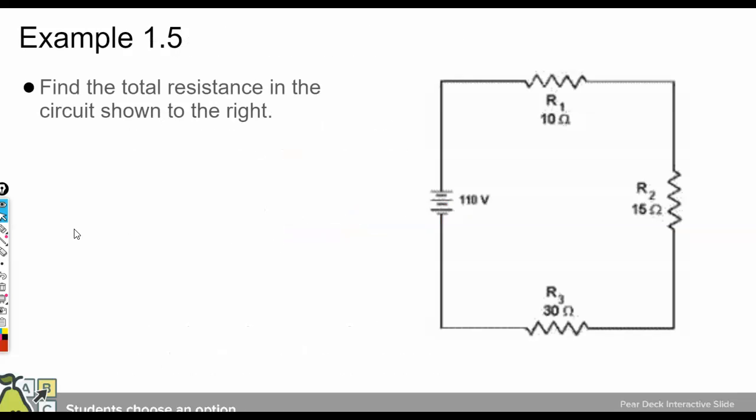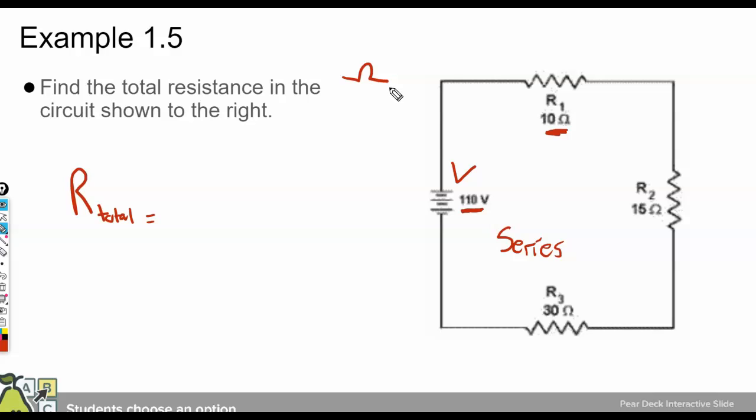All right, take a look at example 1.5. Example 1.5 says find the total resistance in the circuit shown to the right. This is going to be a series circuit, so to find the total resistance, you're just going to add the resistances. Make sure you look at the units, because 110V is not resistance, that is the voltage. Resistance is measured in ohms, and the unit for resistance is that horseshoe-looking thing, a Greek letter omega.